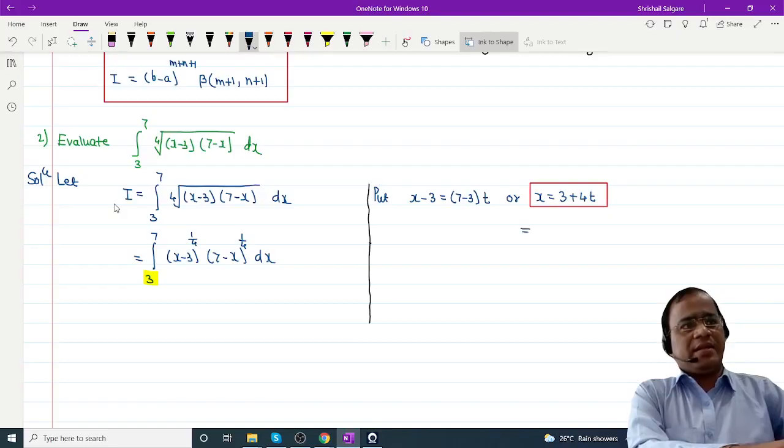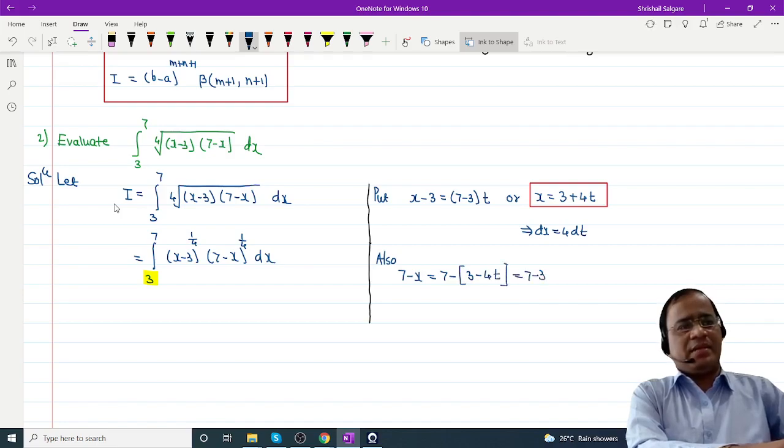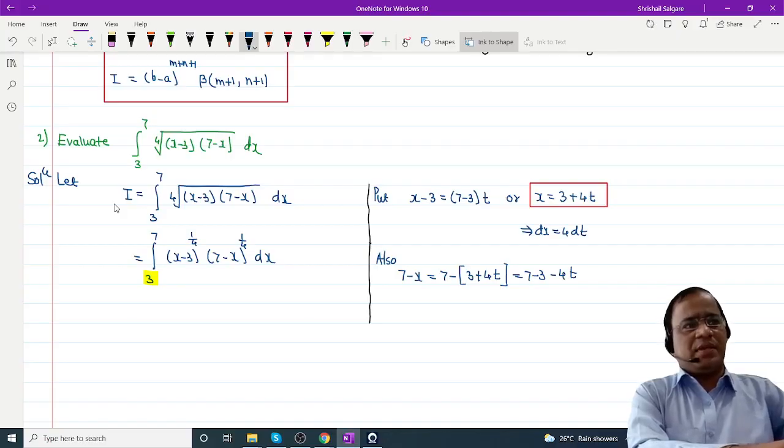That's why dx is given by 4 times dt. Also I will calculate the second factor. 7 minus x is given by 7 minus bracket 3 plus 4t. So you can simplify 7 minus 3, and minus something wrong. This is plus here, this is minus. So further it can be written as 7 minus 3 as 4 minus 4t. So 4 can be taken outside. It is 1 minus t.